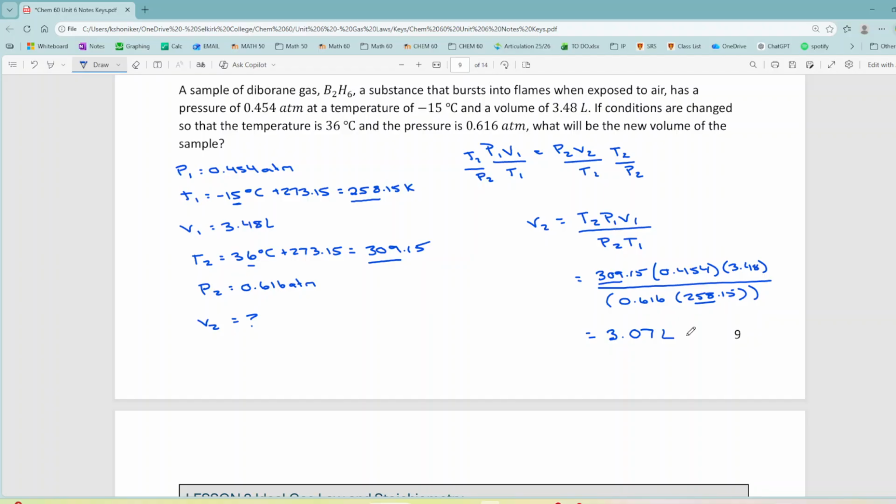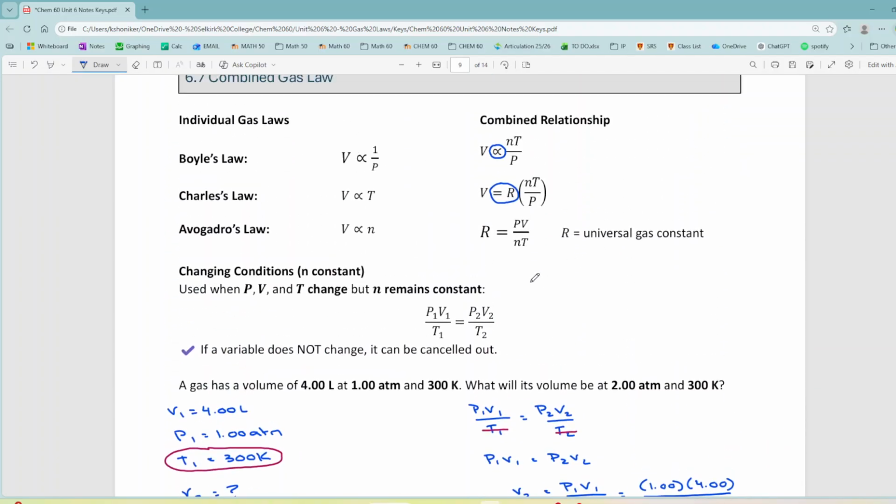So go give those ones a go. Again, you could use this formula now for any of the laws and then just cancel out the things that are remaining constant or the things that aren't spoken about. And then you don't have to keep track of 4 different formulas. You can just keep track of the one. Just beware that we don't often use the n because the n is often not changing.